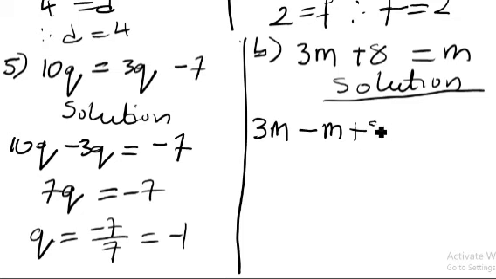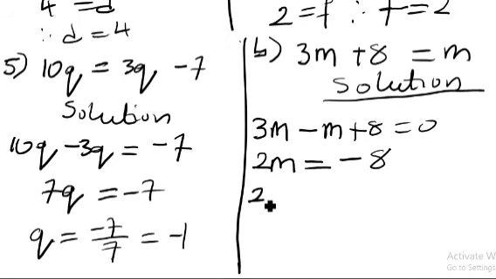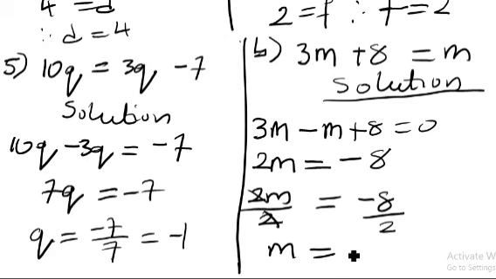plus 8 equal to 0, since this m is here, what is here is 0. So I'm going to have 3m minus m, which gives you 2m. This 8 will now move to the right hand side, equal minus 8. So divide both sides by 2. You have 2m over 2 equal minus 8 over 2. Here you have m equal minus 4. And that is for example 5.